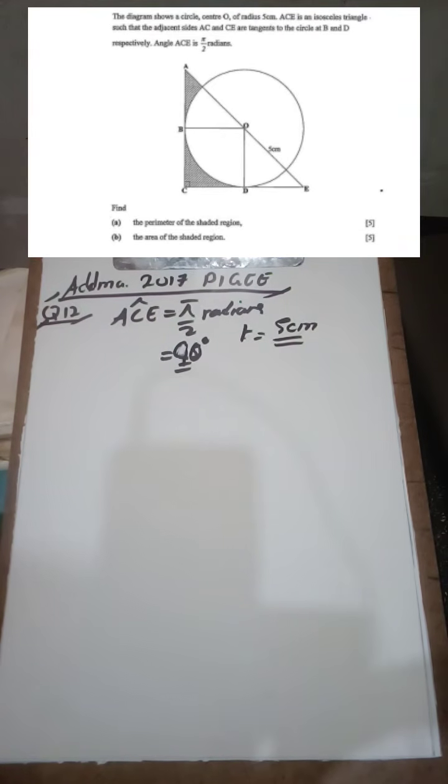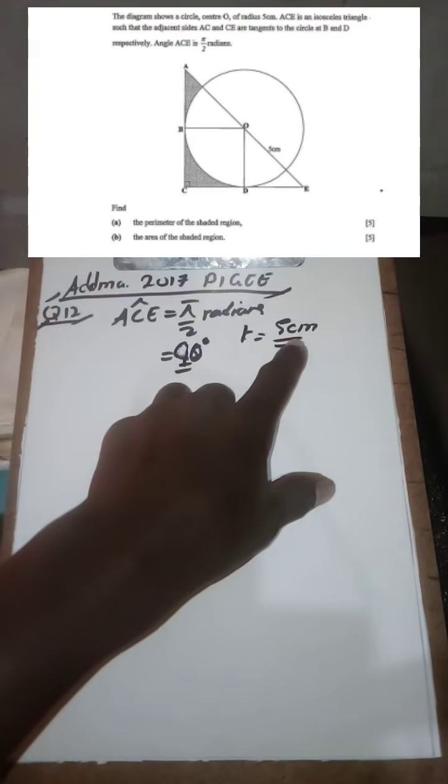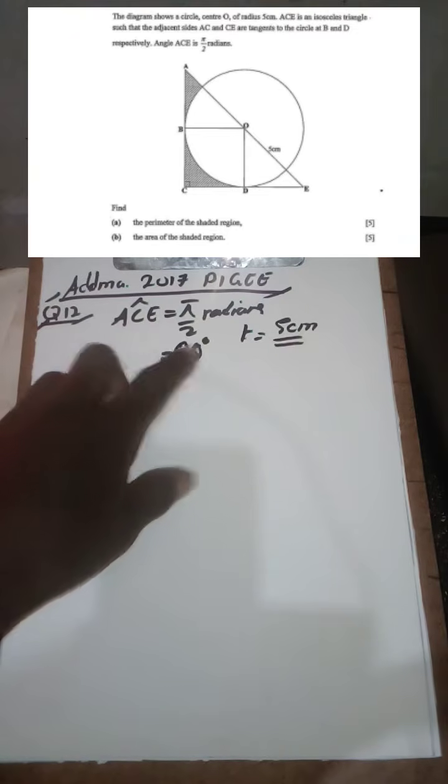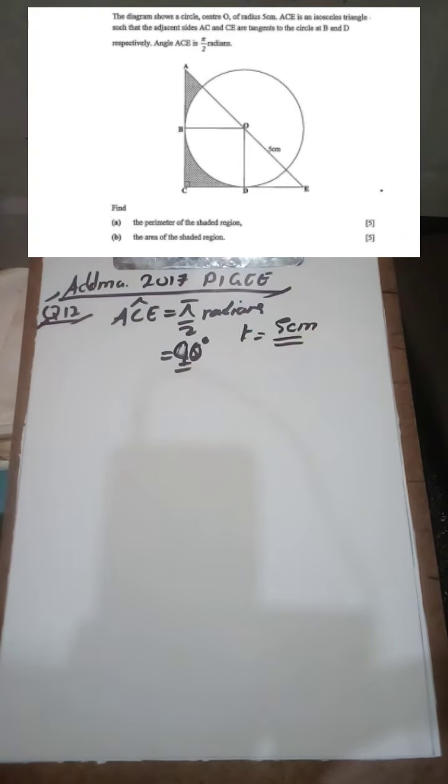So you take down the points that you're given. The radius is 5 centimeters, and we're also told that ACE is an isosceles triangle such that the adjacent sides AC and CE are tangents to the circle at B and D respectively. Then angle ACE is pi over 2 radians, which in other words just equals 90 degrees. That's the simple language.